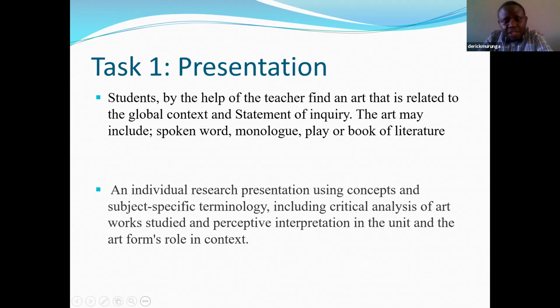So in the presentation, a presentation is just an individual research of the student, and he is supposed to analyze the text or the work of the author or the artist, and they are supposed to use subject-specific terminology. In the presentation, they are supposed to do critical analysis, try to see if the author was successful in portraying the theme that he or she wanted to portray, and what areas did the author work out well, and what areas did the author not bring out their work well. And then they're supposed also to give their own perceptive interpretation and the art form's role according to the context of the statement of inquiry.